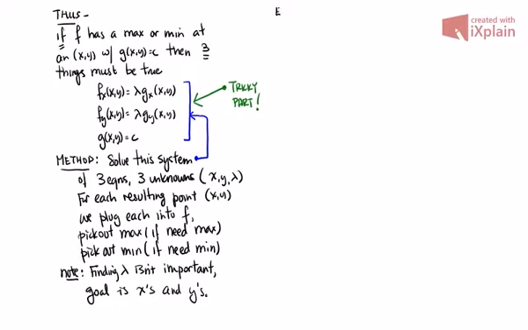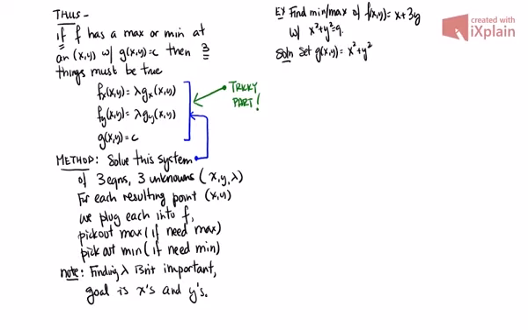So, example, we're going to find the min and the max of f of (x, y) equals x plus 3y. This was the one at the beginning with, let's say, x squared plus y squared equals 9. So the first thing we do is we set g of (x, y), just so we're clear on what g is, to be x squared plus y squared. And we write down the system.